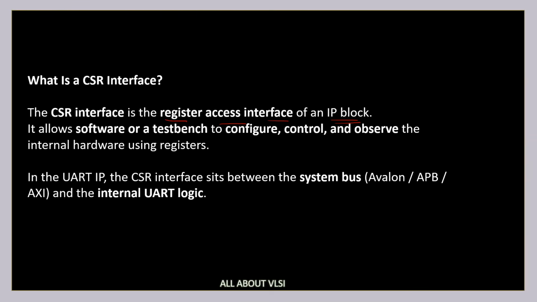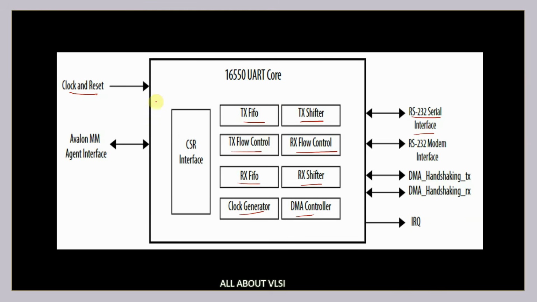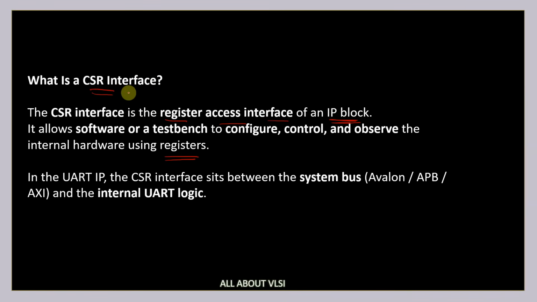Now we have something known as CSR. The CSR interface is the register access interface of an IP block. It allows software or the testbench to configure, control, and observe the internal hardware using the registers. If you want to access any registers present inside this IP core, you cannot access them directly. Using this CSR interface, we access those registers. So the CSR interface helps us access the internal registers present in that IP.